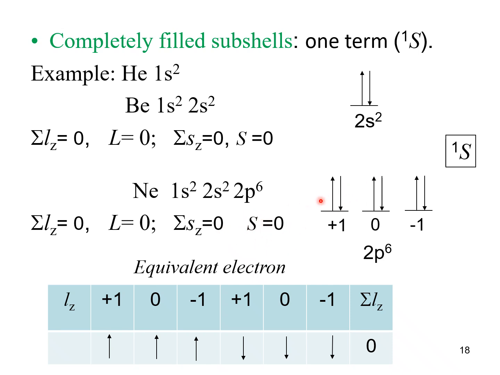And the term symbol for neon is also singlet S, where L equals 0, the state symbol is S, and the multiplicity is equal to 1 because S equals 0, so 2S plus 1 equals 1. Therefore, for a closed shell system, the term symbol is singlet S.